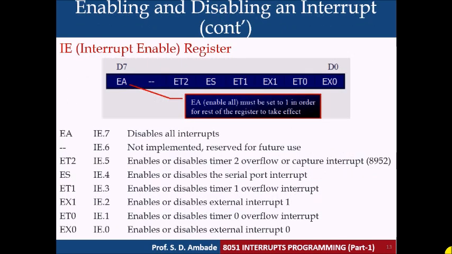So this is the interrupt enable register, the IE register. The structure of the IE register is like that. The D7 bit of the IE register is the enable interrupt bit. This is like the main switch of our home.